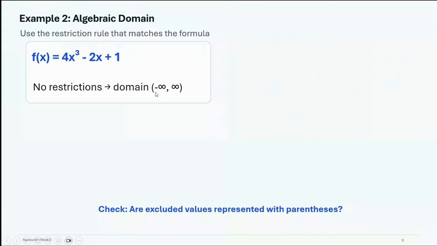And that's what our rules told us. There's no restrictions to that. Let's look at another one here. How about this one? What do our rules say? Polynomials that don't have denominators or even roots. Oh, wait, this has a denominator. Okay, so we know there's a restriction. It's not negative infinity to infinity.